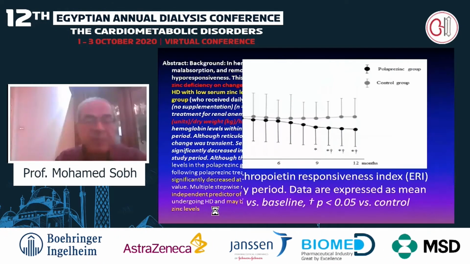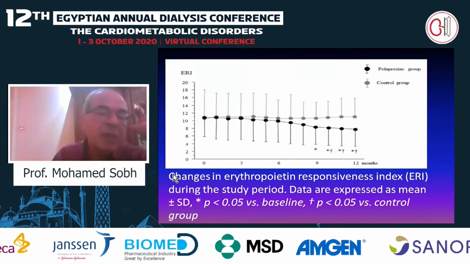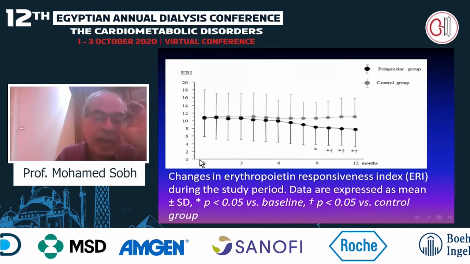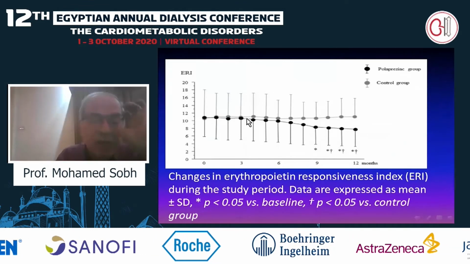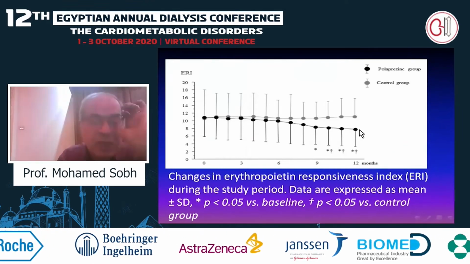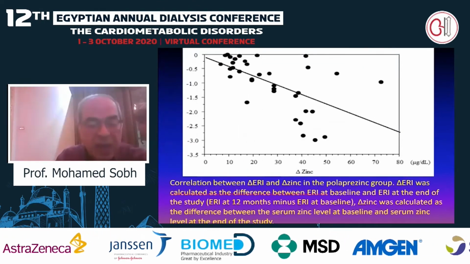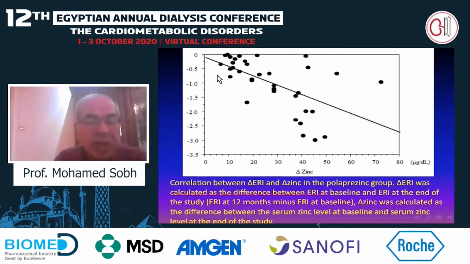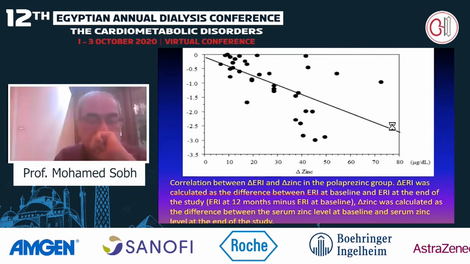Good point. And these are the 2 groups. This is the erythropoietin resistance index, and this is the time. You see, in the group treated by zinc, the resistance index decreased, and consequently, the dose of erythropoietin was decreased. And this is the change in the resistance index against the change in zinc concentration. They found a linear relationship between both.